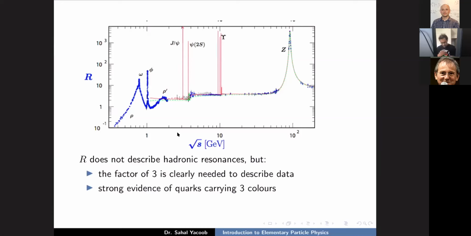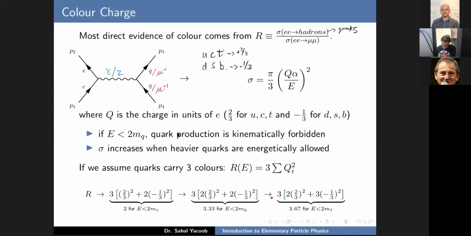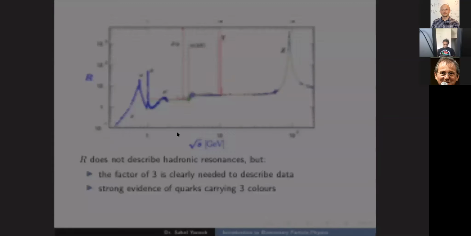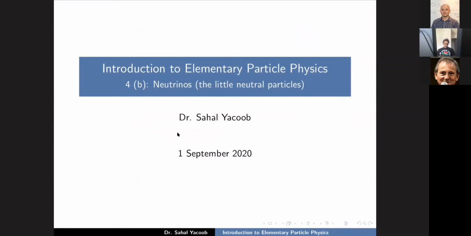So our data is pretty well described by this idea of 3 and of 3 colors. And so if we didn't have this factor of 3, we would not be able to reproduce the data with this. So these are 2 items that I wanted to go through, which are why we are certain that the color charge has 3 distinct charges. And that's it for that. I'm going to go on to talk about neutrinos next.